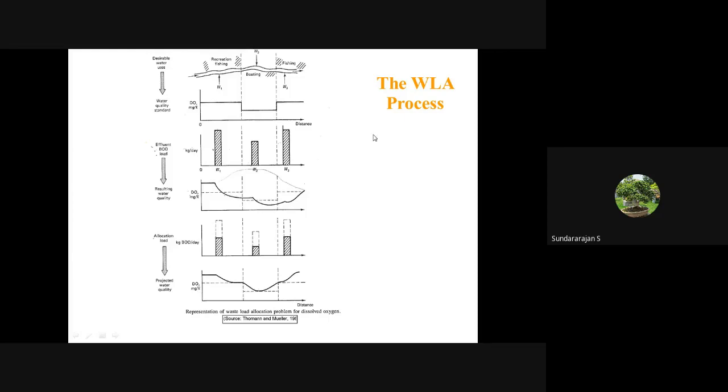So what we have to do, with the help of the WLA process, waste load allocation process, and carrying capacity, is reduce the discharge load. Up to this level. Then how will we estimate this volume? With the help of prediction models.